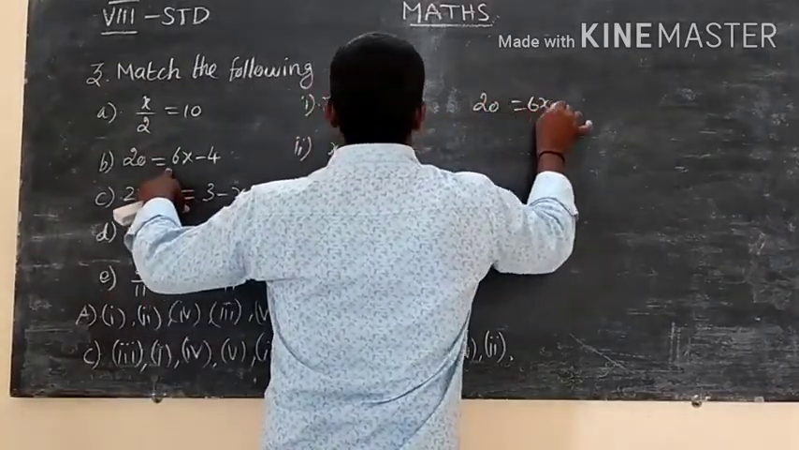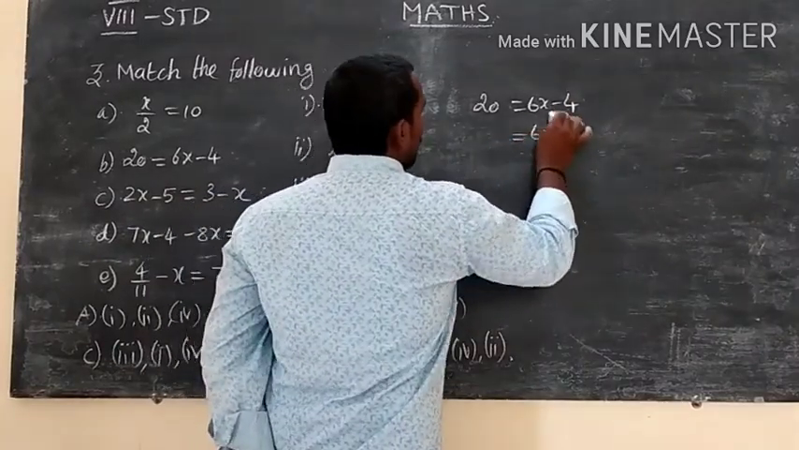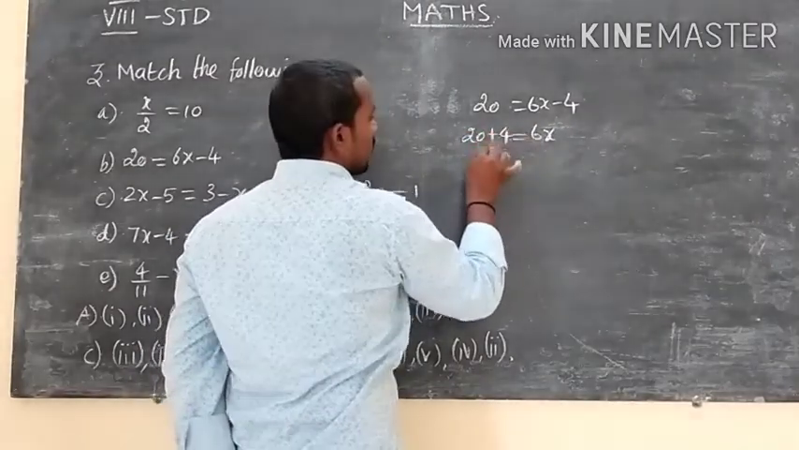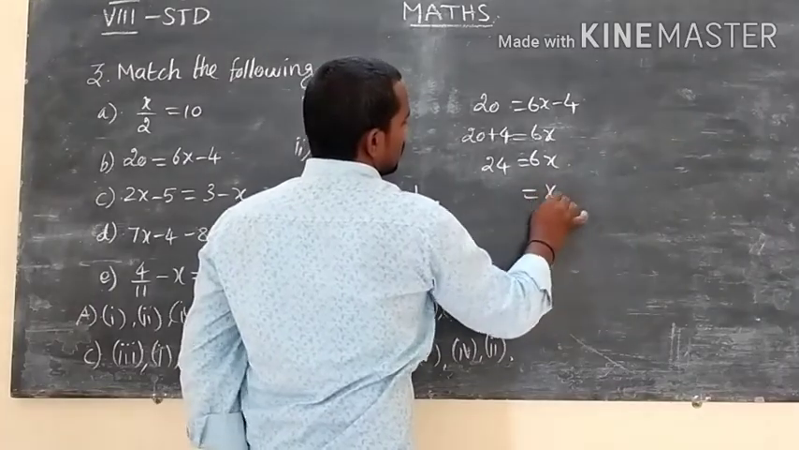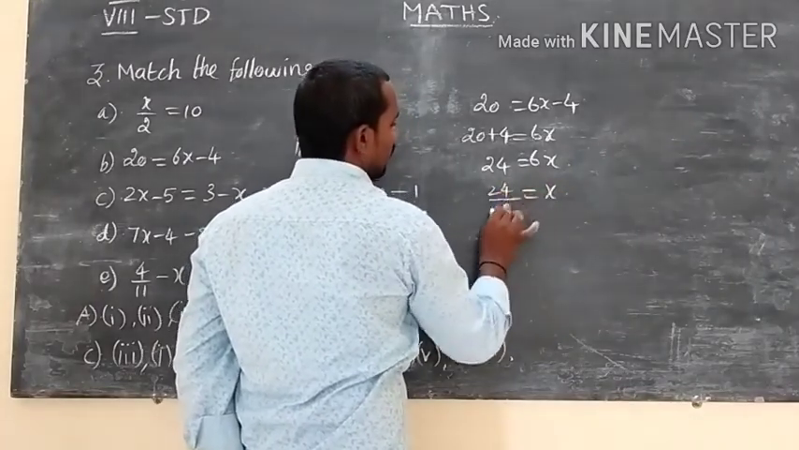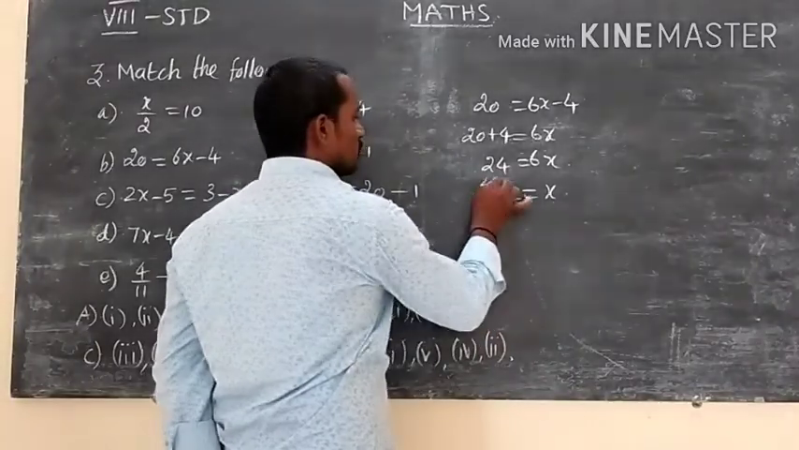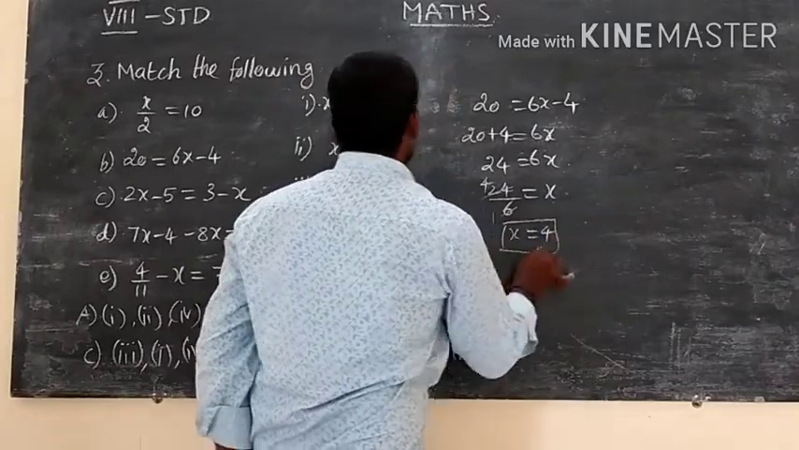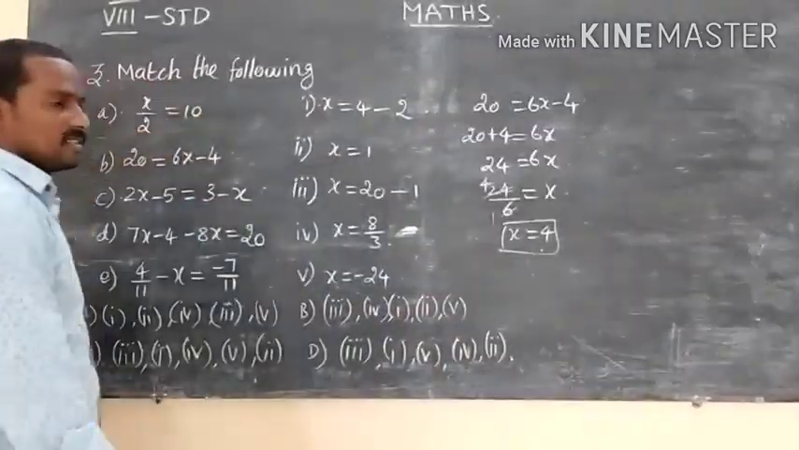Then B, 20 equal to 6x minus 4. Okay, so for x, making the transposition, the minus 4 to the left side, we get plus 4. Okay, 20 plus 4, 24 is equal to 6x. So x is equal to 24 divided by 6. Okay, 4 6s are 24. So x is equal to 4. This is the second answer.